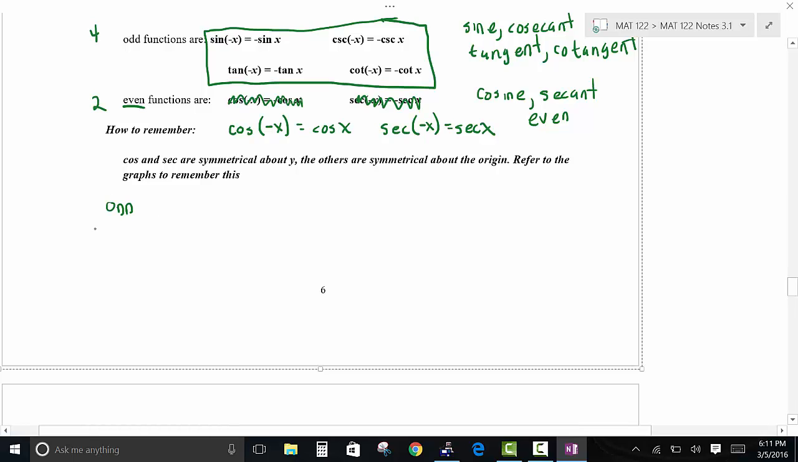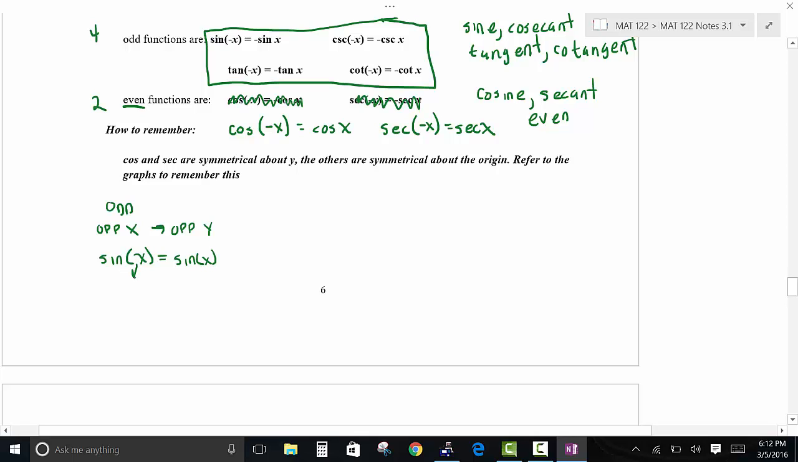Okay, so an odd function, think of it as opposite x, opposite y. So here's the idea, okay? You have a sine of x equals a sine of x, obviously. But what you're doing on an odd function is you're changing this to the opposite. So you have opposite x, now you get opposite y. Okay, like that. Now you don't change that second x. You've changed those x values to opposites, and the y values turn out to be opposites too. That's understood to be positive, that's negative, like that.